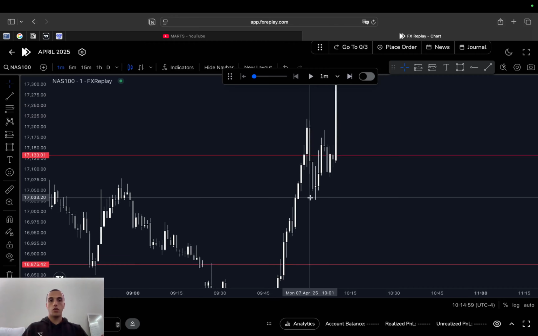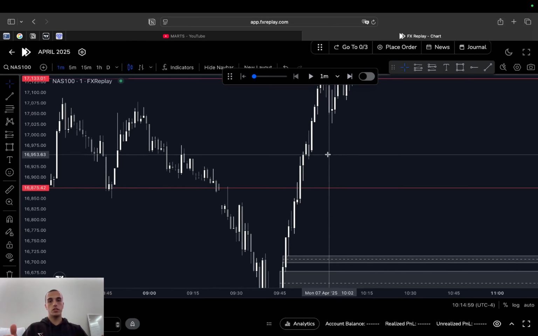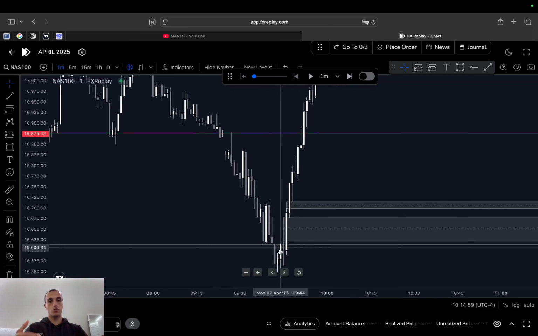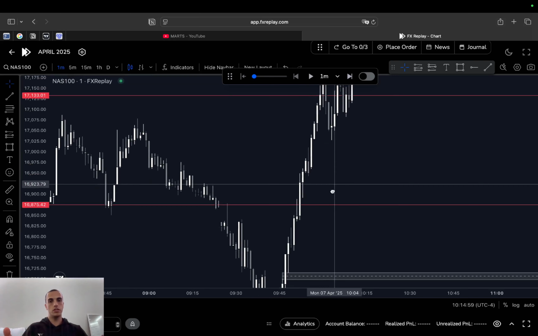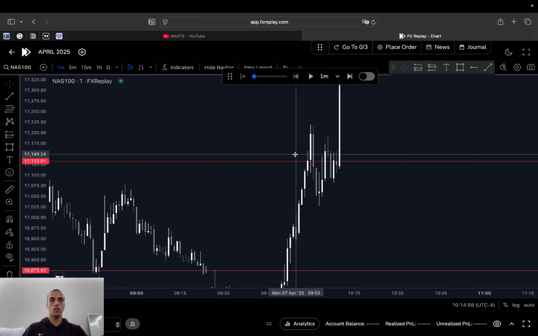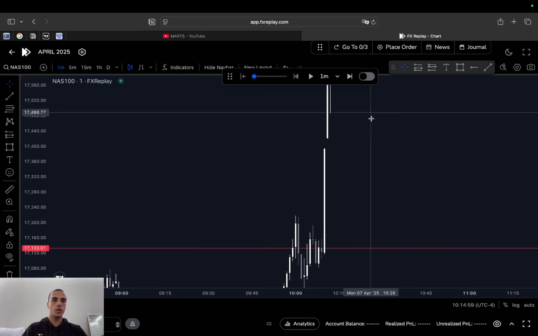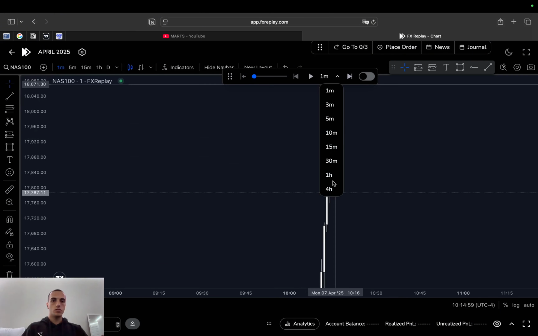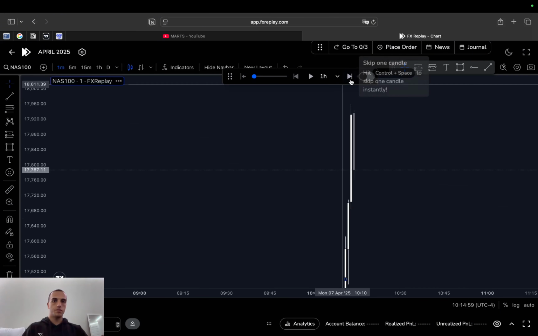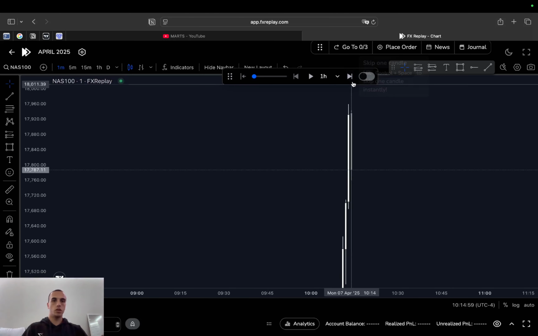Right there at 10:03, we could have gotten an entry since right there we reversed this zone, you know, but we were close to this and I just didn't take it. Simple as that. All right, let's go to the next day. And it was a no new Mondays too.